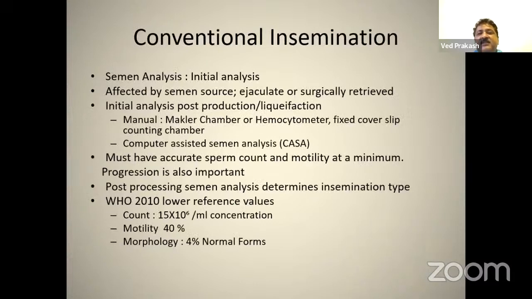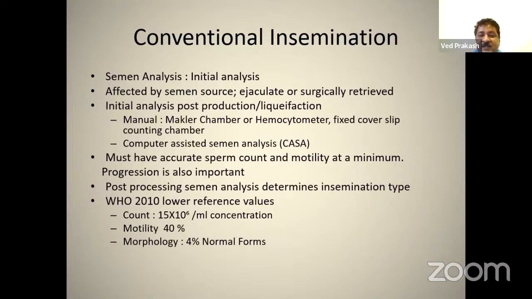So what is conventional insemination? First, we have to do the initial semen analysis. On the basis of that, we see how the sperm is: sperm count, motility, all the factors. We use a Makler chamber or a hemocytometer to check the count. In some cases CASA, computer-assisted semen analysis, is also available. On that basis we check sperm count, motility, and progression.